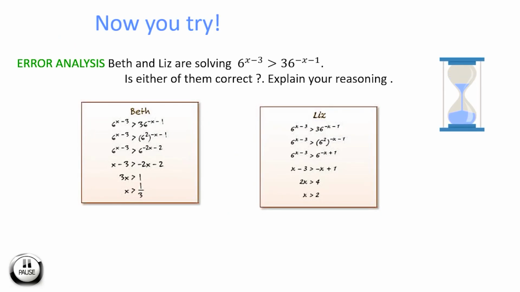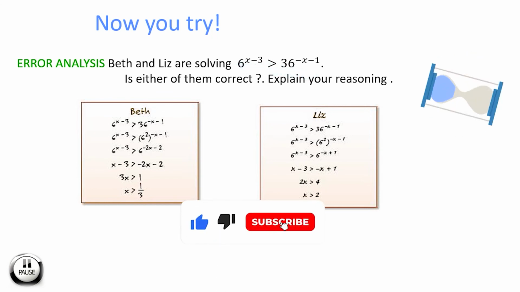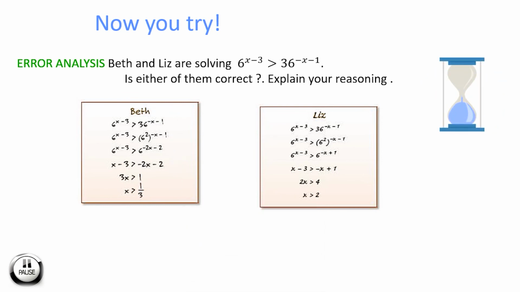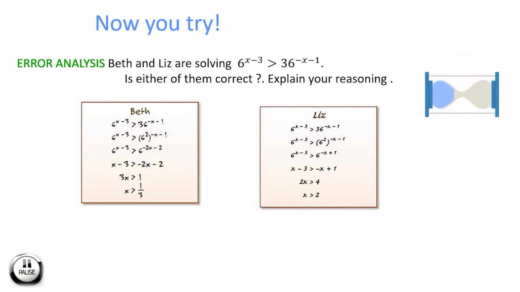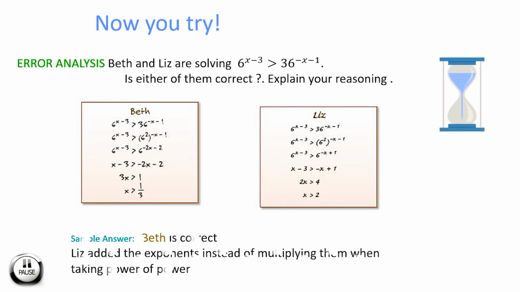And now this is your turn. Beth and Liz tried to solve this inequality. Your task is to figure out if either of them is correct. Go through their work and see whether they made any mistake. If they did, also note then what is the mistake. Now please pause the video and press continue once you are ready to check. How did you do?